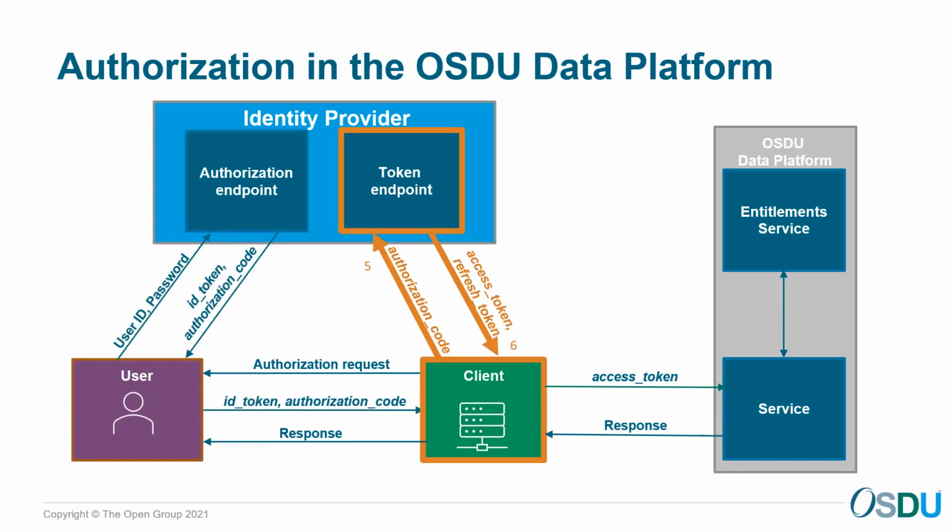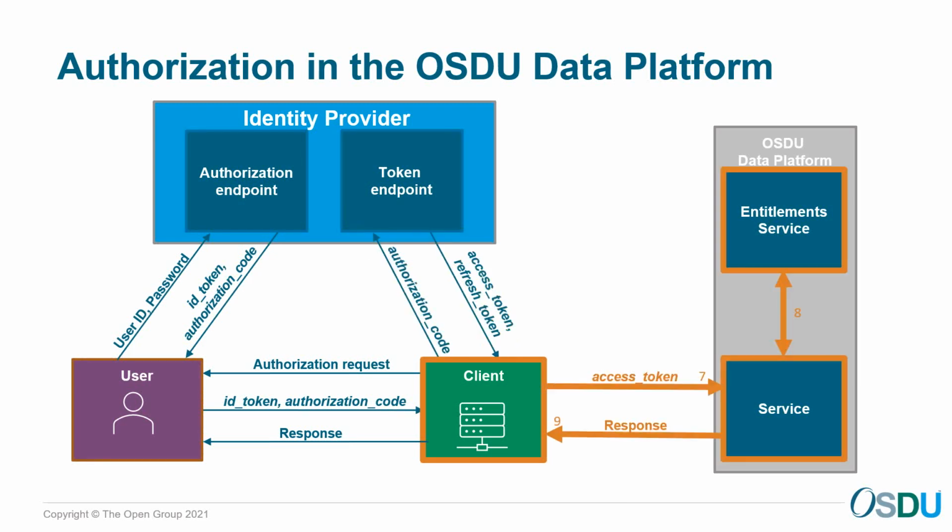The authorization code is used by the application to request an access token. The client uses the token endpoint for this purpose. And the access token is used to authorize the user in the system. We will talk about this in another module. The internal authorization is performed by the entitlement service.